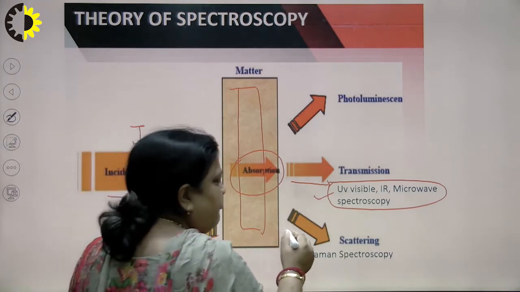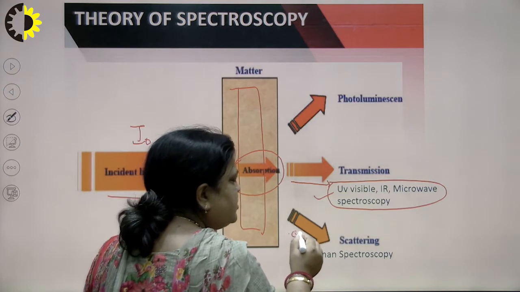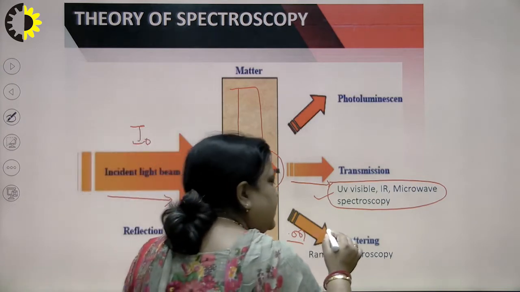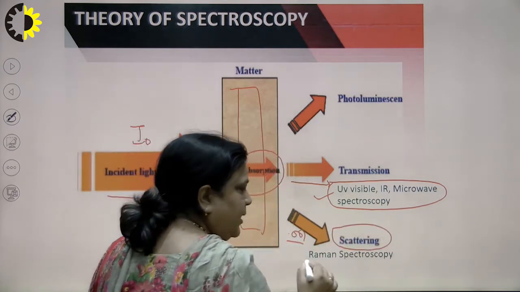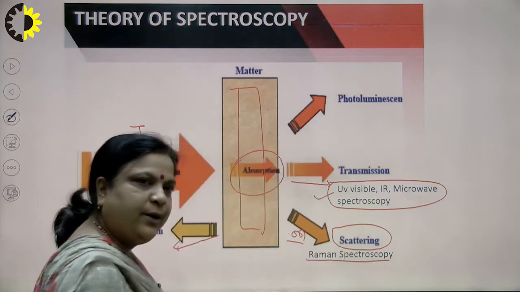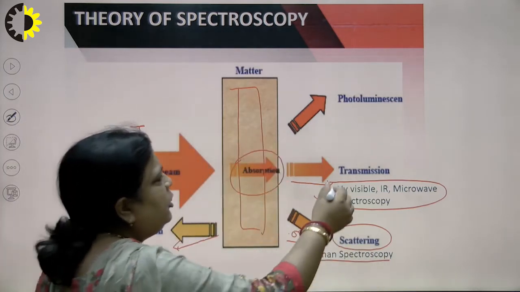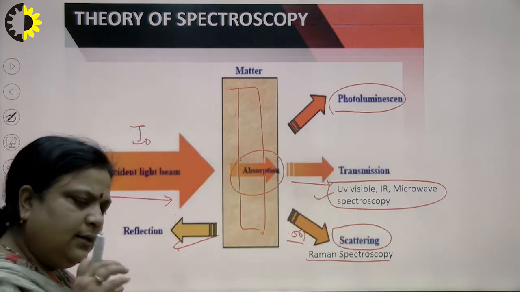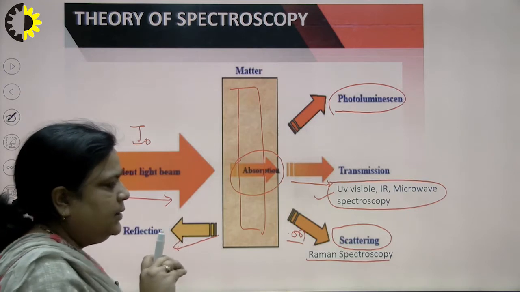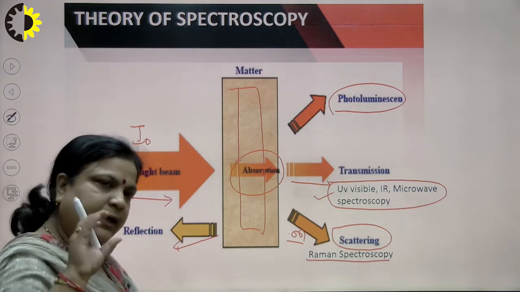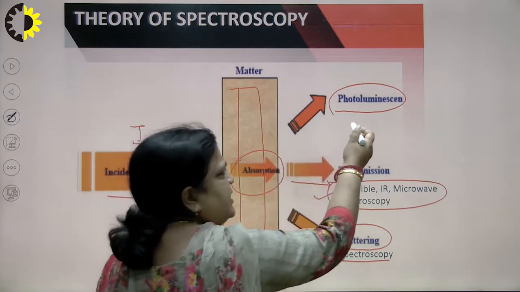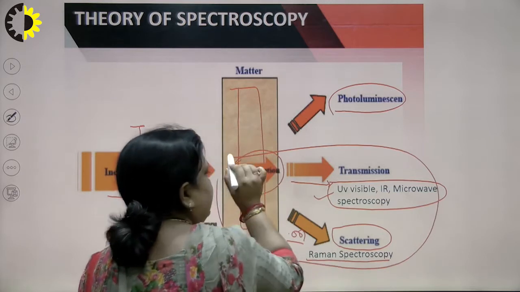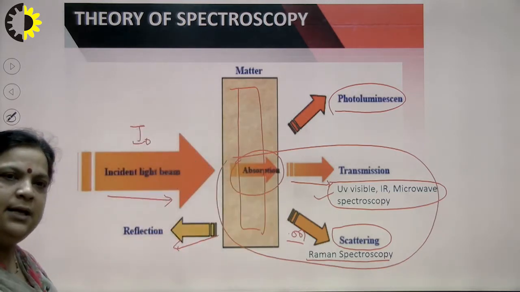But a small part, suppose 0.001th part of this light, may get scattered, and the concept of scattering we use in Raman spectroscopy. And the third is photoluminescence, which is totally different and comes in photochemistry. It can emit a photon and shine, and here phosphorescence and fluorescence come, but in this spectroscopy we consider only these two parts, that is how much light is scattered and how much light is absorbed.